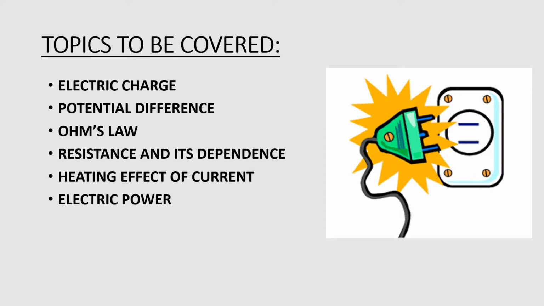So in this chapter, we are going to cover the following topics: what is electric charge, what is electric circuit, what is electric current, what is potential difference, what is Ohm's law, this is something new for you all, what is resistance and its dependence on different factors, what is the heating effect of current, its advantages and disadvantages, and finally we are going to talk about electric power.